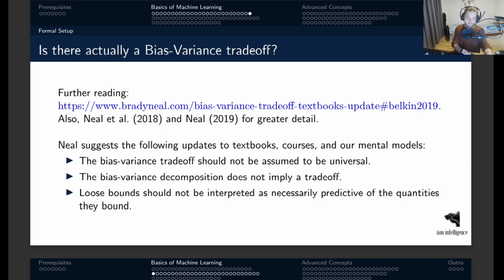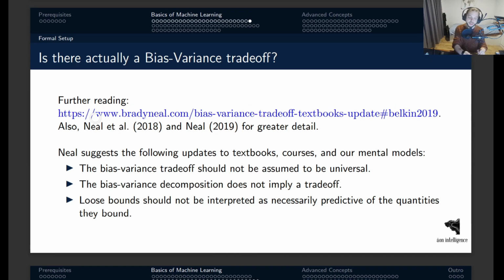The second update is actually what confused me in the beginning when I first learned about the bias-variance trade-off, because obviously now, having seen the proof, you should be convinced that the decomposition itself is true. But it does not imply a trade-off. Why should the variance increase as the bias decreases, and vice versa? And finally, loose bounds should not be interpreted as necessarily predictive of the quantities they bound. And this is what Neal contributes to this misunderstood concept of the bias-variance trade-off.